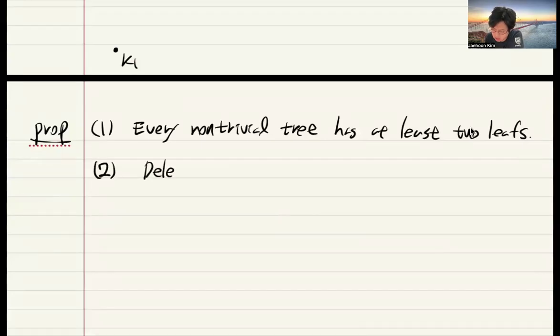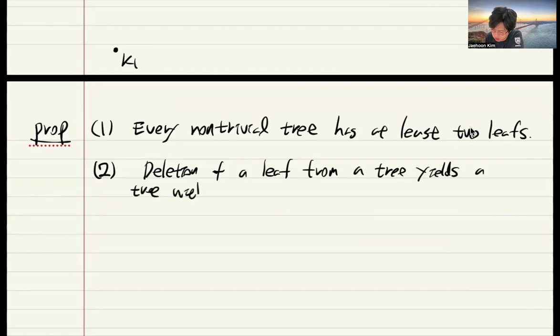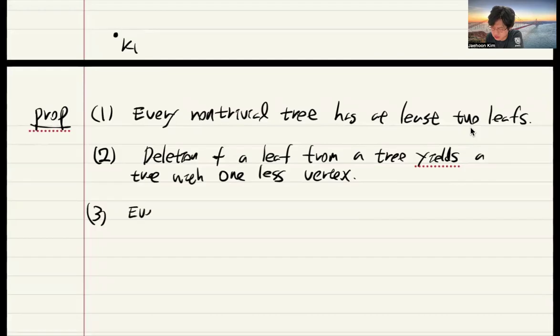And deletion of a leaf from a tree is a tree with one less vertex. And this provides some recursive structure of the tree, which we can explore later. And every n vertex tree has n-1 edges.